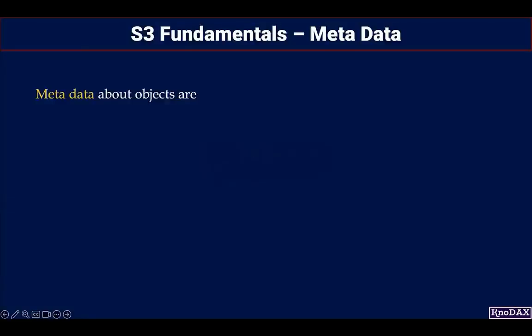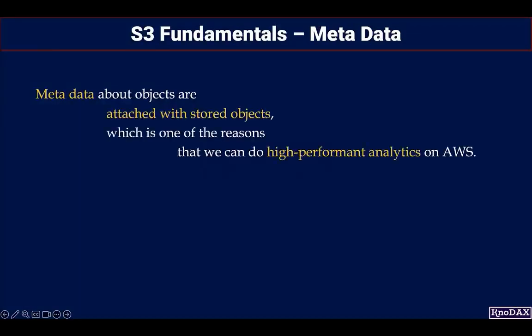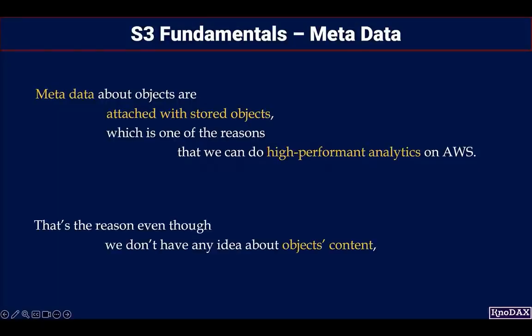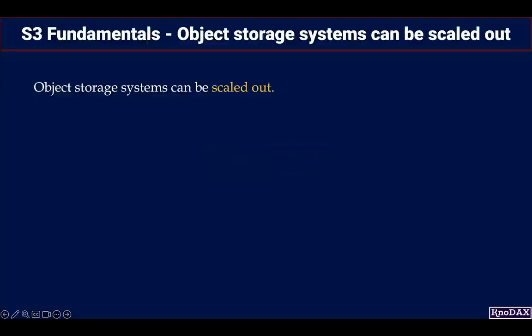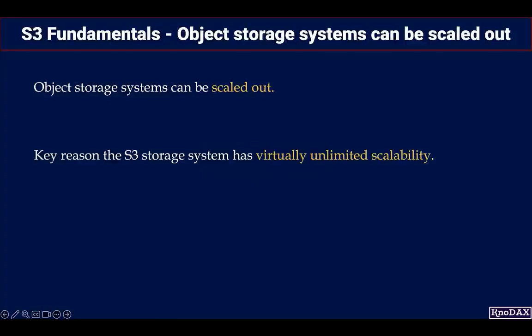Another essential point about object storage is metadata. Metadata about objects is attached to stored objects, which is one of the reasons that we can do high-performance analytics on AWS. That's why, even without knowing the contents of the objects, we can still query them, because metadata is attached to each object. Another feature of object storage systems is that they can be scaled out. This is the key reason the S3 storage system has virtually unlimited scalability.